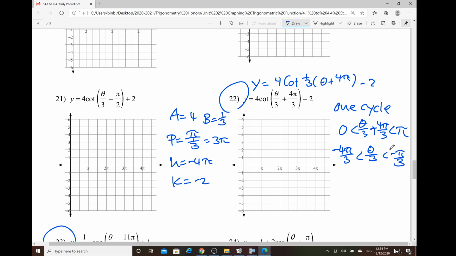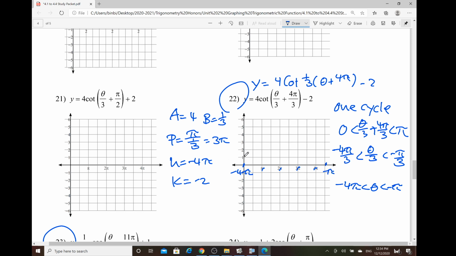And now let's see what else. The 3, we can cancel out the 3. So multiply 3 on each term. So we got negative 4 pi less than theta, less than negative pi. So this one, we customize the scale. So negative 4 pi, not 0. And then negative pi.